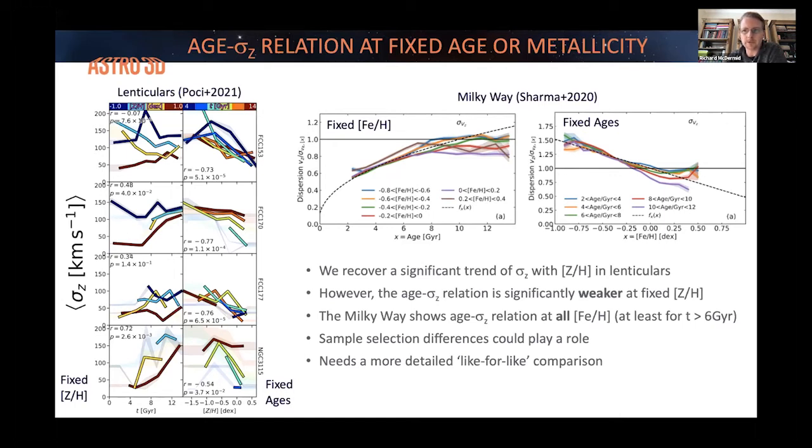Now, it could be sample selection effects, it could be differences in methodology, and this, I think, really deserves a closer look and a closer like-for-like comparison. But I guess the important point here is this is the first time we've been able to do this kind of comparison of intrinsic properties and really pulling out very detailed properties of external systems in a similar way as what we would look at in the Milky Way.